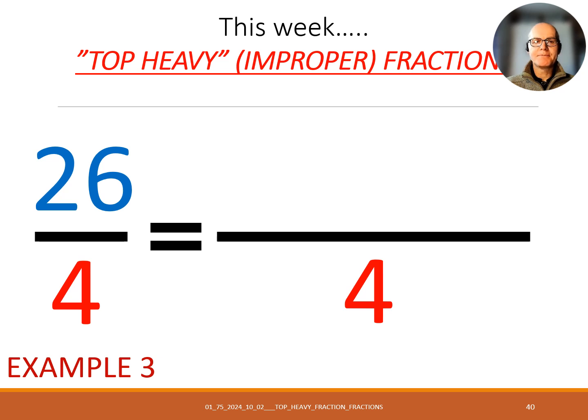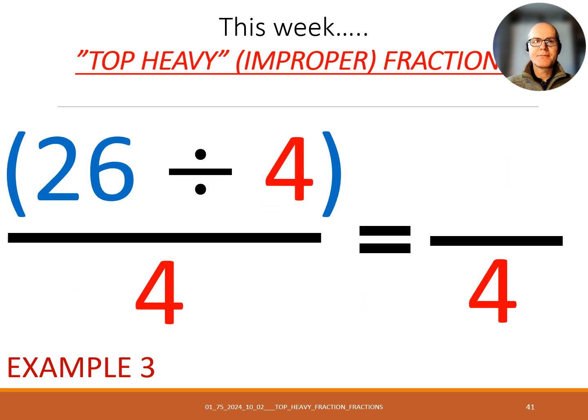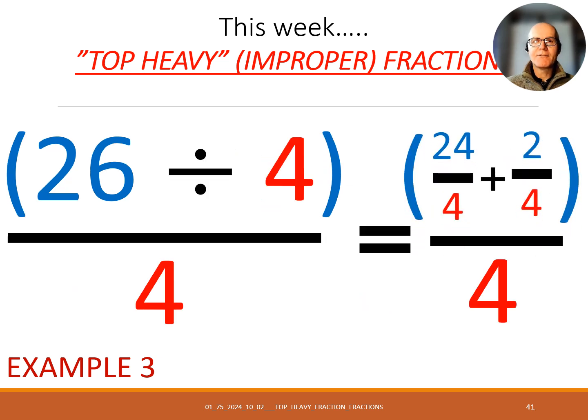How do we simplify it? First things first, how many 4s go into 26? Six 4s go into 26. 6 4s are 24 with 2 left over. 24 plus 2 is 26. 4 goes into 26 6 times with 2 left over. 24 fourths plus 2 fourths.